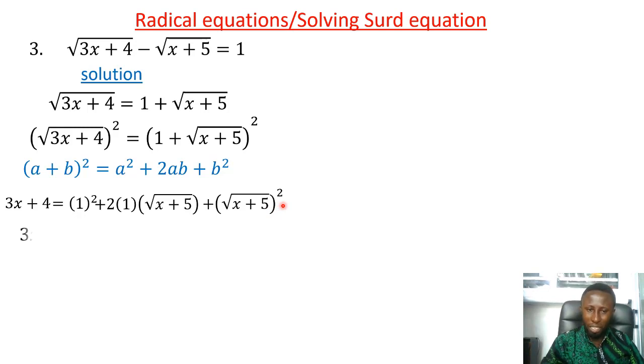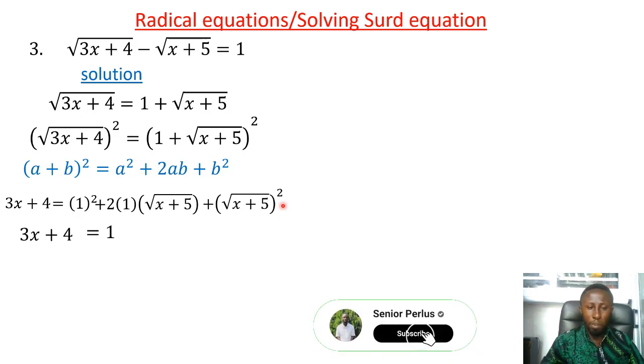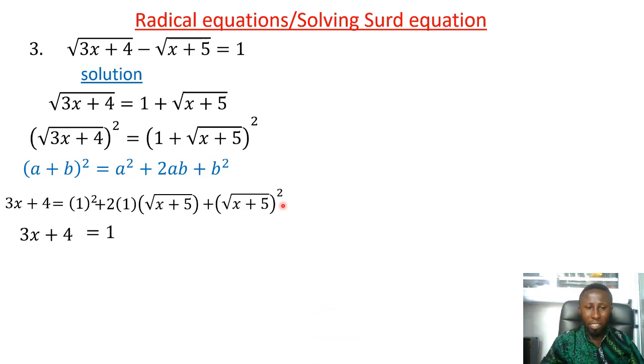Good. So 3s plus 4 equals 1. 1 square is 1. Plus 2 times 1 times root of s plus 5. So you get 2 times root of s plus 5.